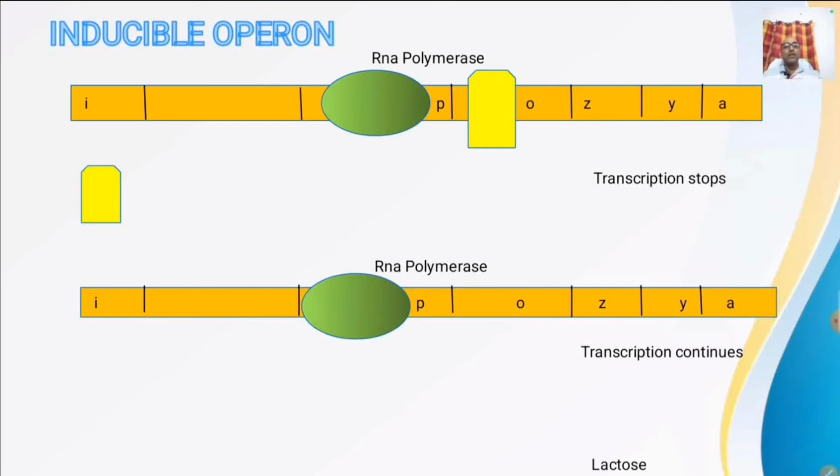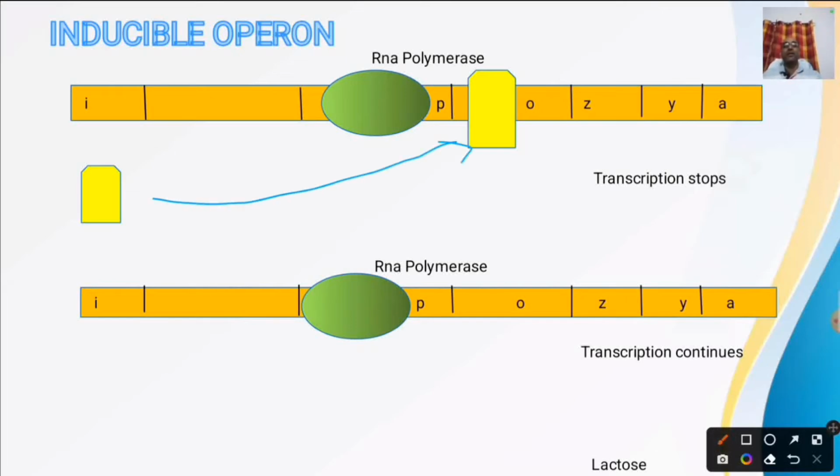So what will happen? Your repressor will move and get itself attached to the what? Operator region. As a result the polymerase cannot move ahead. So RNA polymerase cannot move ahead, and transcription will ultimately stop. This is the first case.